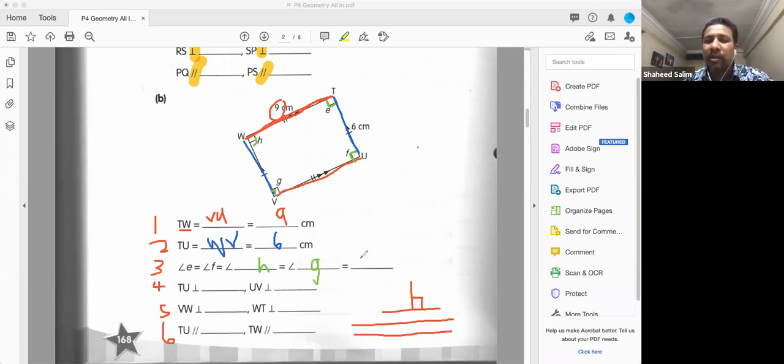G. How many degrees? 90. Now, we're going to ask Shafia, is this correct? 90 degrees correct, like that? Right or wrong? Yes or no? This one. Shafia, is it right or wrong? Shafia, I cannot hear you.